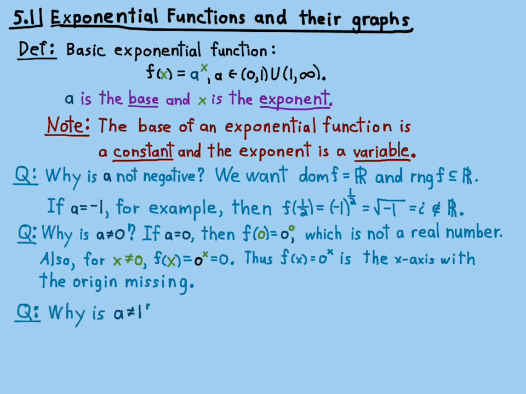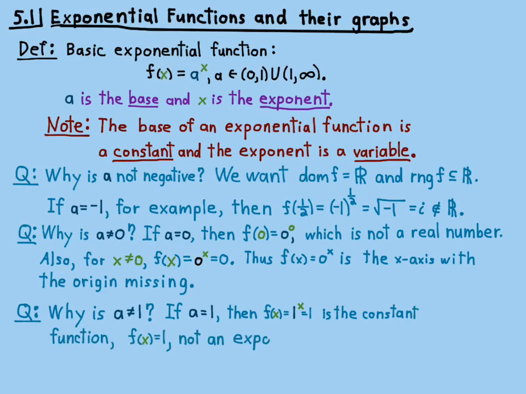So question, why is a not equal to 1? Notice that a is between 0 and 1, and between 1 and infinity, but not including 1. Why isn't 1 included? Well, if a was 1, then f of x equals 1 to the x is the constant 1. It's a constant function, and we call that a constant function, not an exponential function.